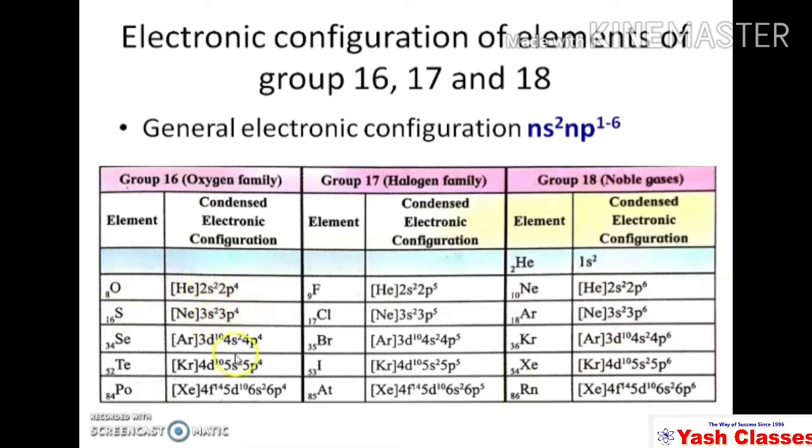So the s orbital is completely filled. In the case of these elements, the s orbital is completely filled, and the p orbital is in the process of filling, of course, but in the p orbital there are 4 electrons.